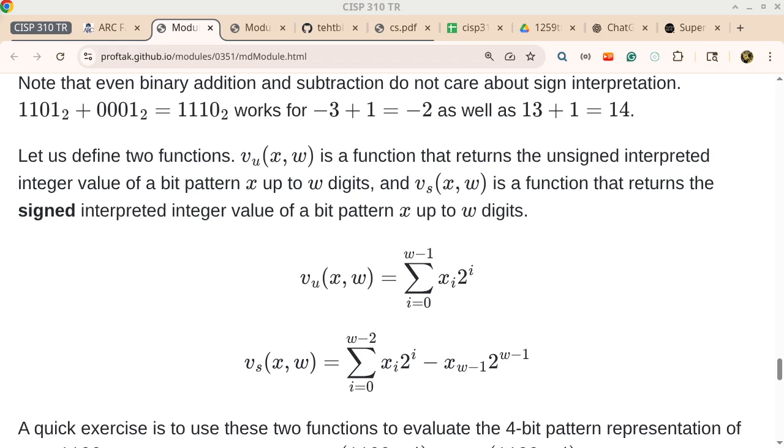All right, so the record is on. So these are the last two pieces that I need to go over in terms of the signed versus the unsigned interpretation of a bit pattern. This is pretty much at the end of the reading module.